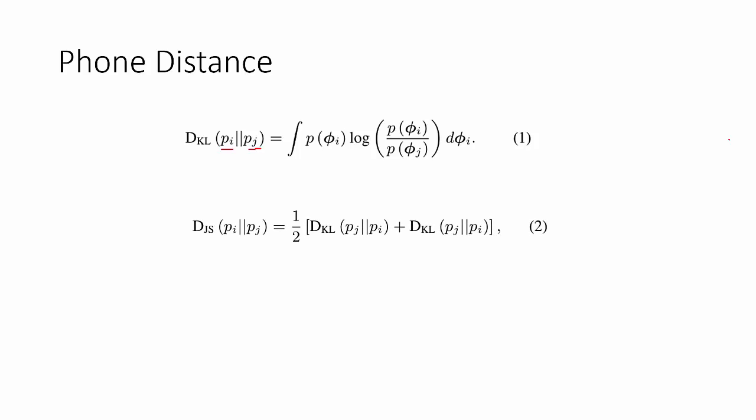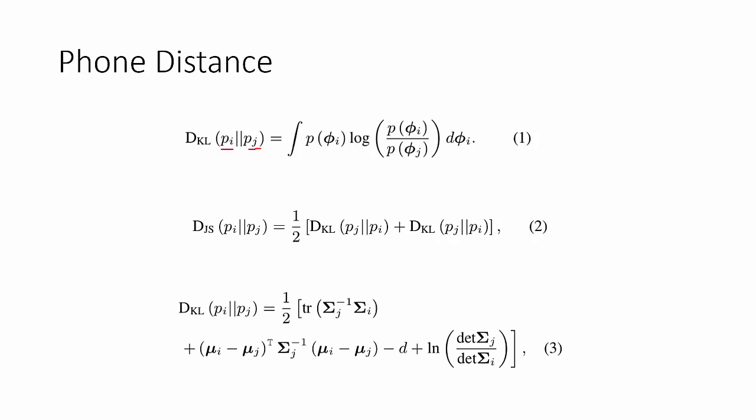And then next we have the JS, the Jensen-Shannon divergence, which is just the average of KL divergence of both ways. So if you know about KL divergence, you know that it's asymmetric. So the KL divergence between P and Q is actually not the same as the KL divergence between Q and P. So to make this actually a distance function, we take the average of both ways, which is JS divergence.